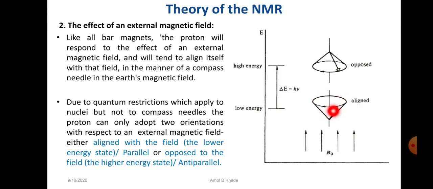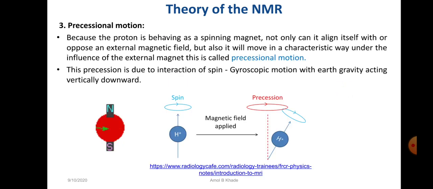Usually the ground state nuclei require less energy compared to the opposed, anti-parallel nuclei, which are in the excited state. This energy difference between the ground state and the excited state is quantized, and it is called delta E. This is the energy difference required for these nuclei to shift from the ground state to the excited state. Now the next point, which is very crucial to understand the phenomenon of NMR, is precessional motion.